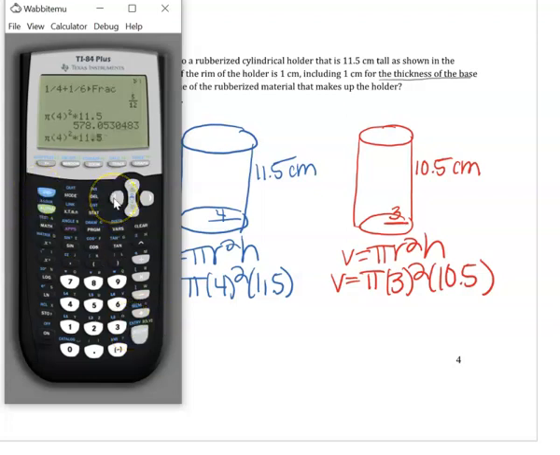Now let's do the same thing for our inner cylinder. So the radius is 3, but the height is 10.5. All right, so 578 number, 296 number.